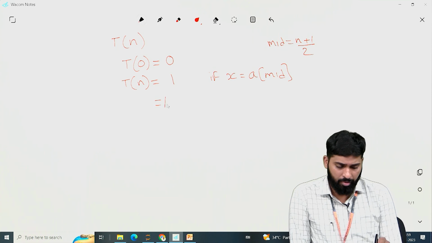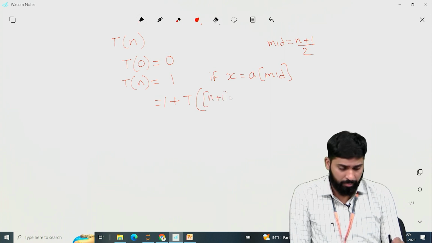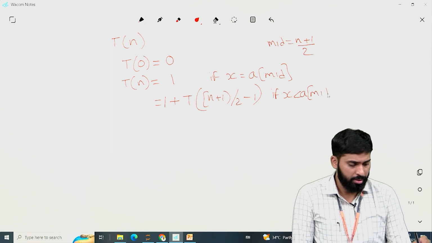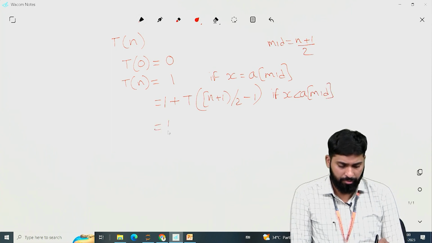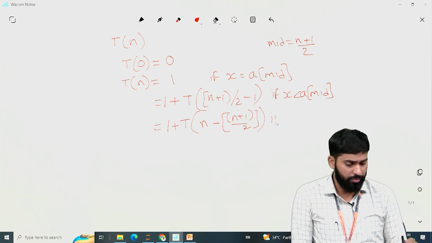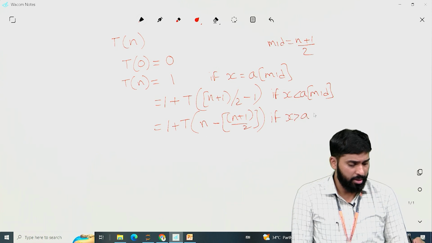Otherwise, 1 plus T((n+1)/2 minus 1) if x is less than A[mid]. Otherwise, 1 plus T(n minus (n+1)/2) if x is greater than A[mid].